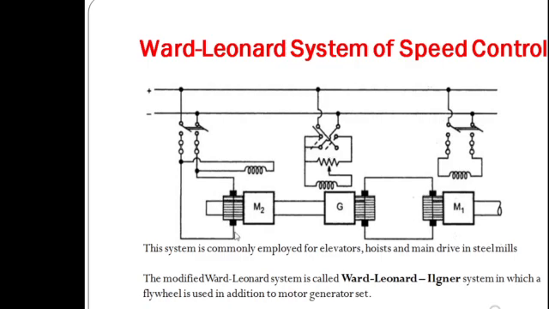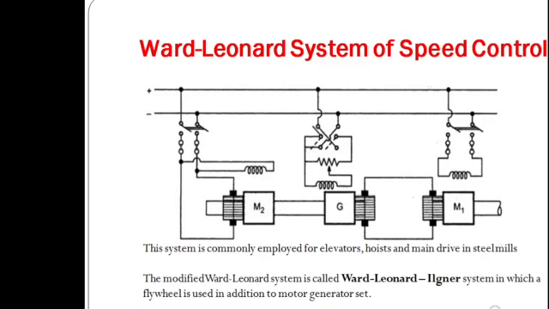That means there are two motors, M1 and M2, which have been coupled with the generator. We are assuming in between, G is a generator. So it is coupled with the generator. That is, each motor will be coupled with the generator.